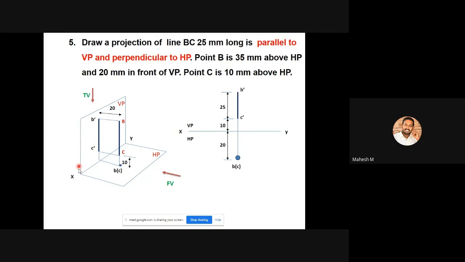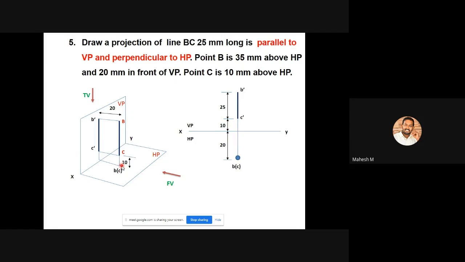When compared with VP it is parallel, when compared with HP it is perpendicular. So in the front view you will get a vertical line, in the top view you will get only a full stop, that is called a point. Only a dot will be visible.